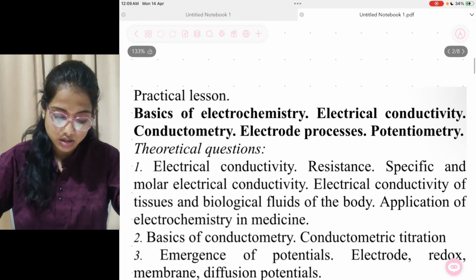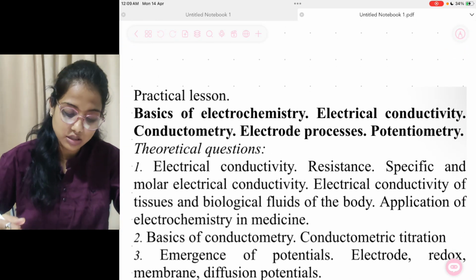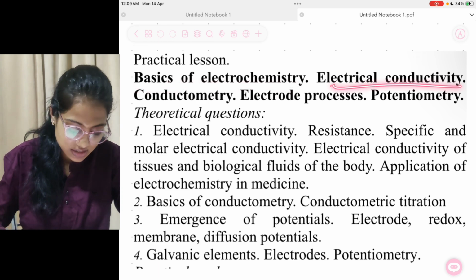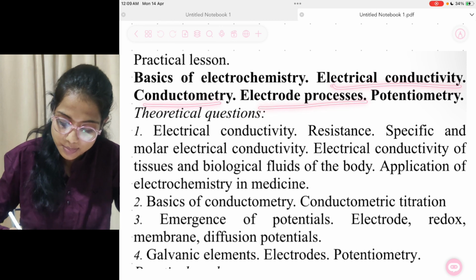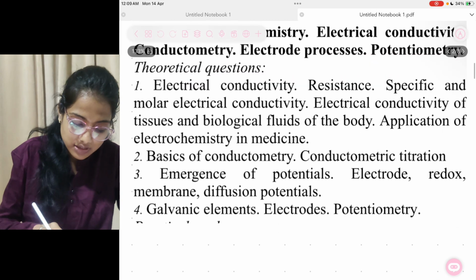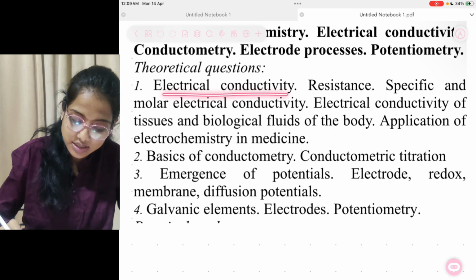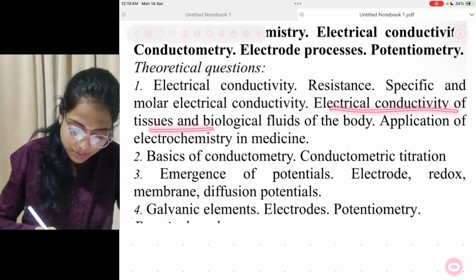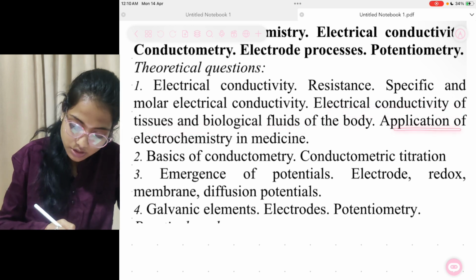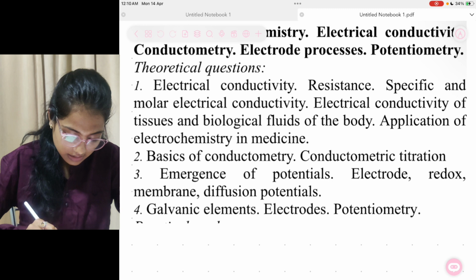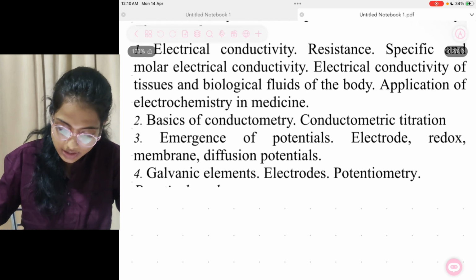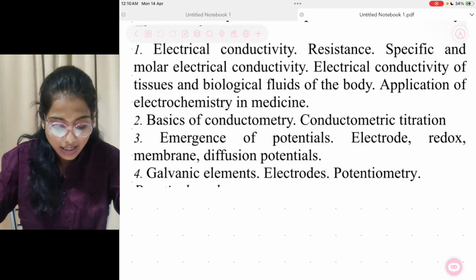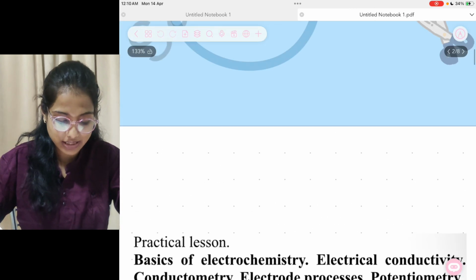So let's see what's the topic for sixth week in MedChem. The topic is basics of electrochemistry, electrical conductivity, conductometry, electrode process, potentiometry. In which we are gonna study electrical conductivity, resistance, specific and molar conductivity, electrical conductivity of tissues and biological fluids of the body, applications of electrochemistry in medicine, and later basics of conductometry, titration, emergence of potentials, electrode, redox, membrane, and diffusion potentials. So let's begin.